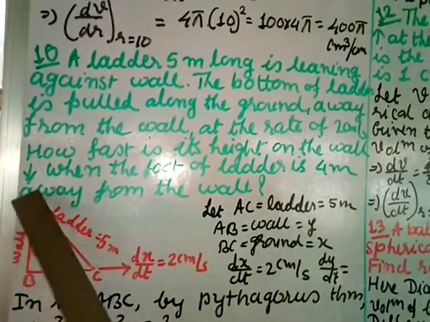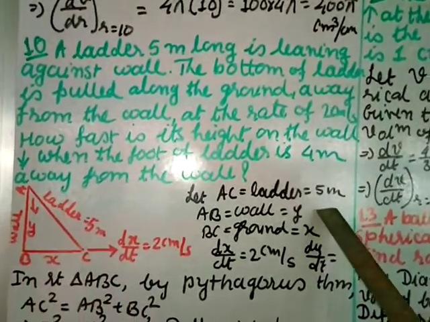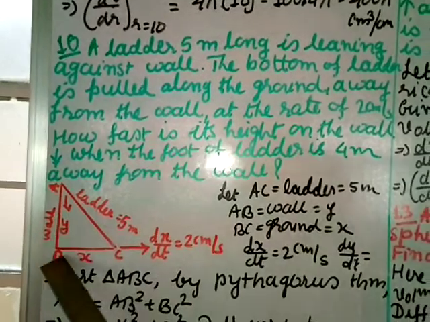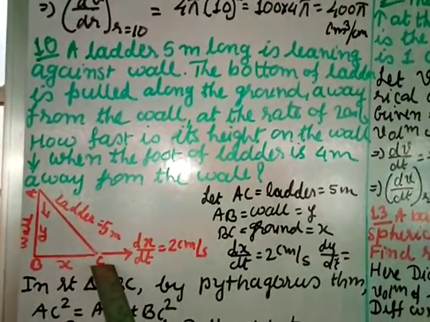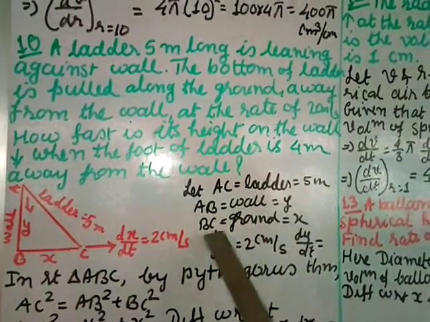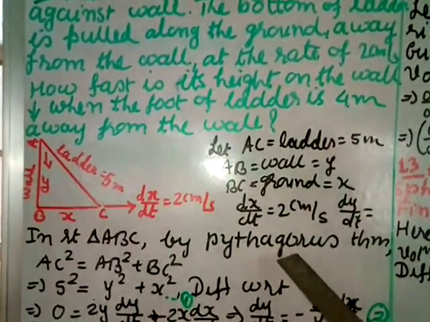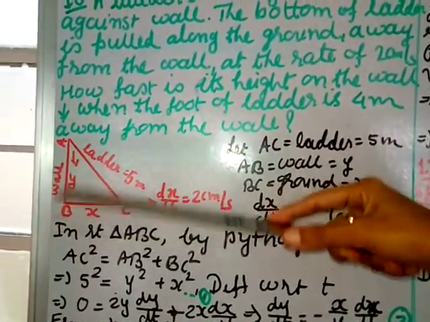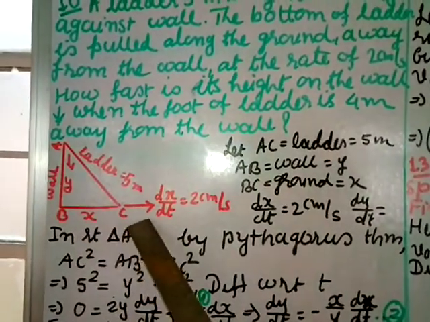AC I am taking as the ladder. So AC is equal to the ladder, 5 meters. Then AB as the wall I am assuming as y, and BC, the distance between the wall and the foot of the ladder, we are taking as x. I have written here ground. They have given us that we are pulling this, so the rate of change in x is given, that is dx by dt is given to you as 2 cm per second, and you have to find the rate of change in the height, that is dy by dt.